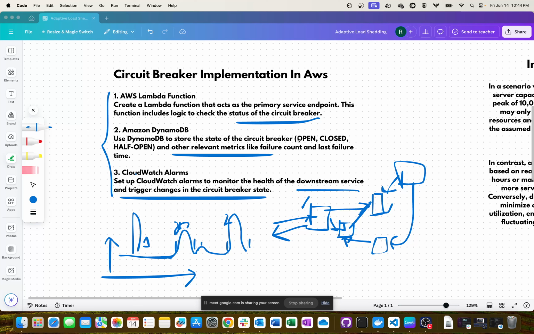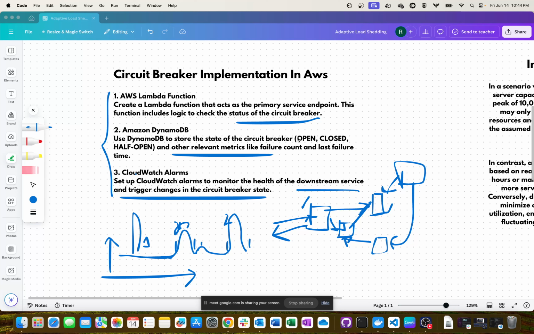A lambda function is basically a function. We're doing this exercise this week. If you go to AWS, if you go to Lambda, open it, you will see that it's just a function, right? It's just a function that's running on the cloud.